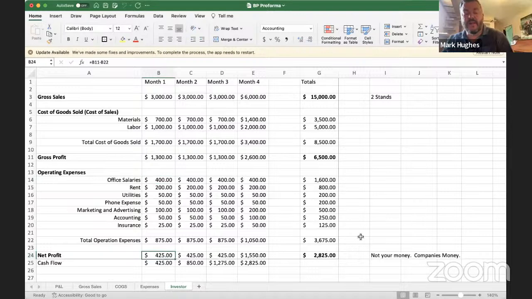at the end of the month, the company made 425 kwacha.